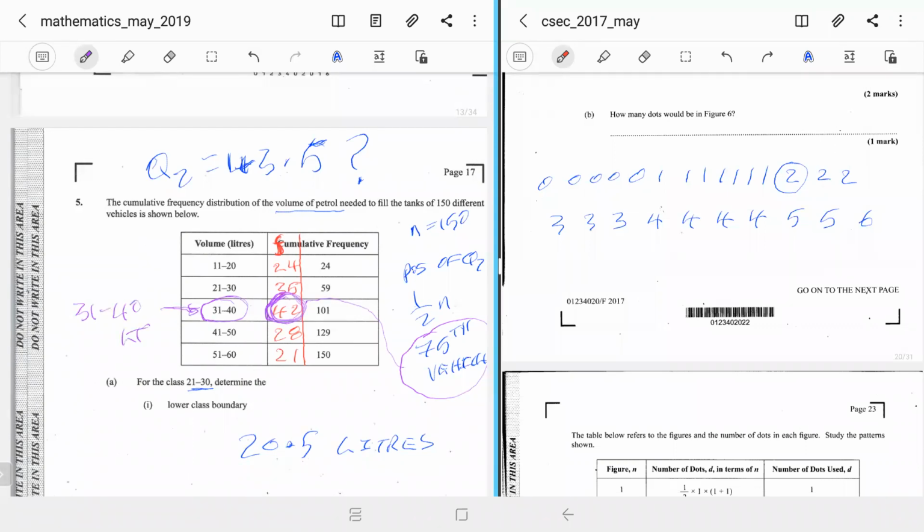And the 75th vehicle is the one that took the median amount. So the median amount must be one of the measurements here, between 31 and 40. So Q2 is somewhere inside this. We're not going to calculate it exactly, we're not going to estimate it from a cumulative frequency, but we know it's somewhere in this range of values because the 75th vehicle is one of these 42.